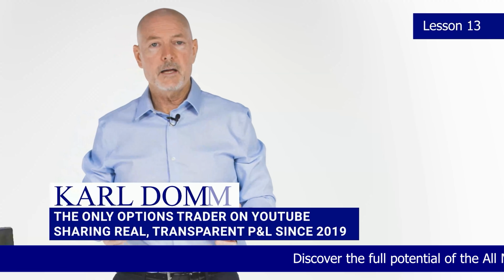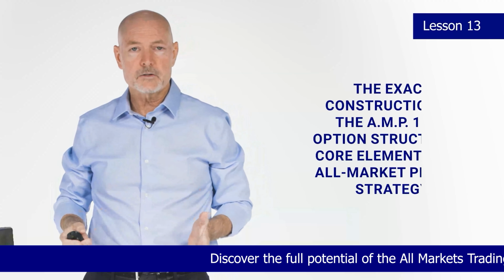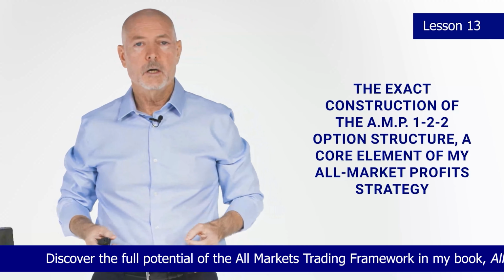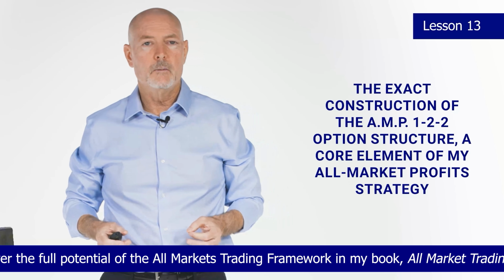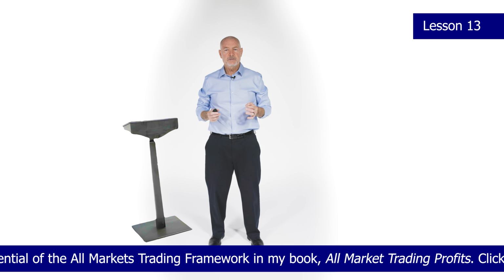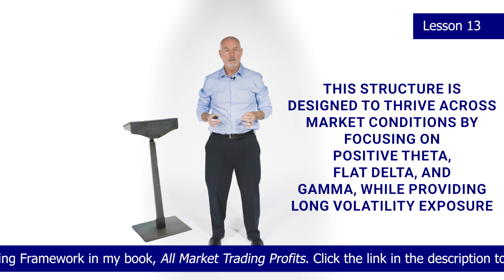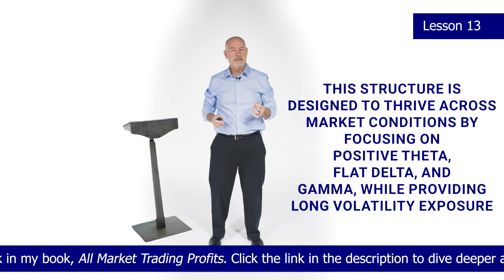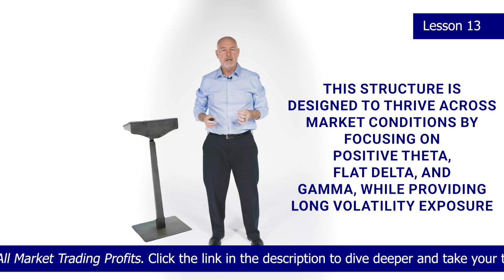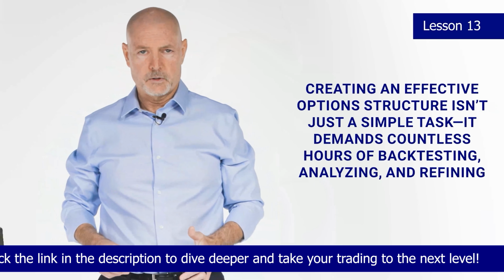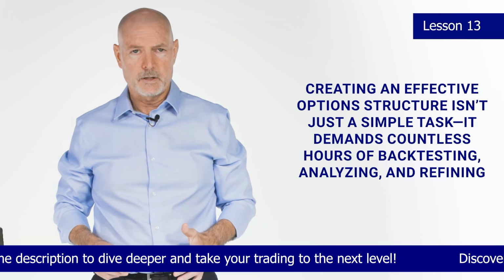I'm Carl Dahm, and today we're diving into the exact construction of the AMP 122 option structure, a core element of my all-market profit strategy. This structure is designed to thrive across market conditions by focusing on positive theta, flat delta, and gamma, while providing long volatility exposure. Creating an effective option structure isn't just a simple task.